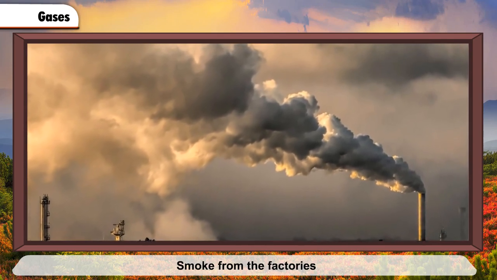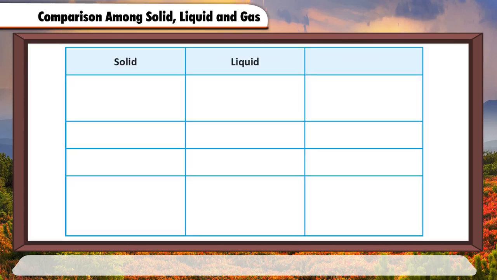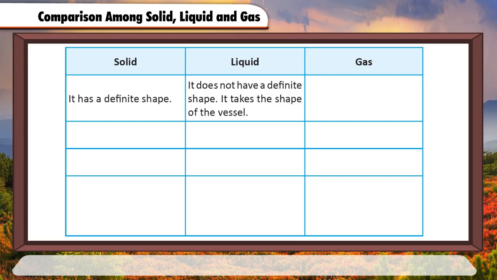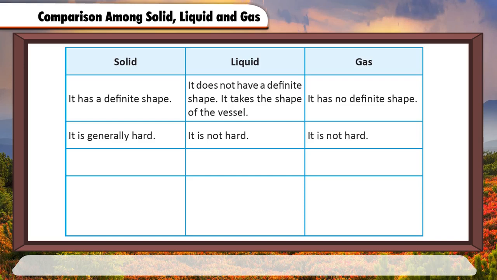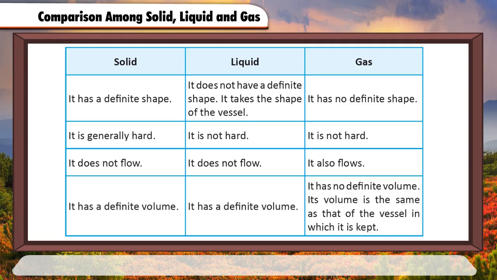Smoke from the factories. Comparison among solid, liquid and gas. A solid has a definite shape. A liquid does not have a definite shape; it takes the shape of the vessel. A gas has no definite shape. A solid is generally hard; a liquid and a gas are not hard. A solid does not flow; a liquid and a gas also flow. A solid and a liquid have a definite volume. A gas has no definite volume; its volume is the same as that of the vessel in which it is kept.